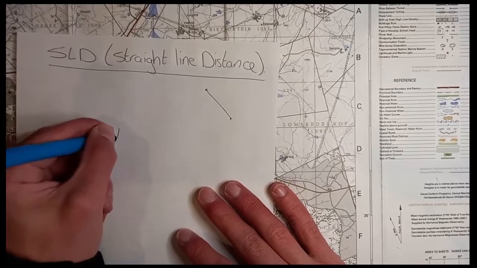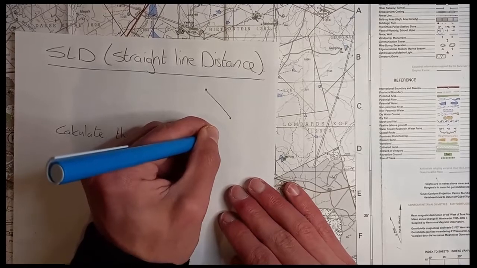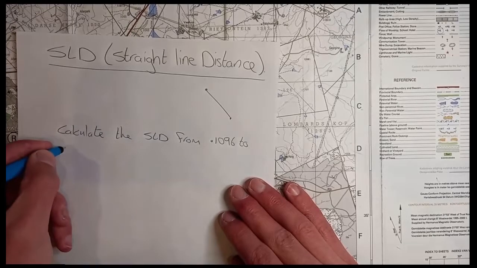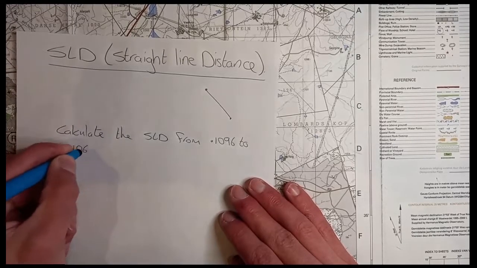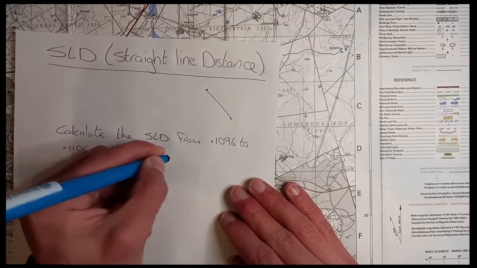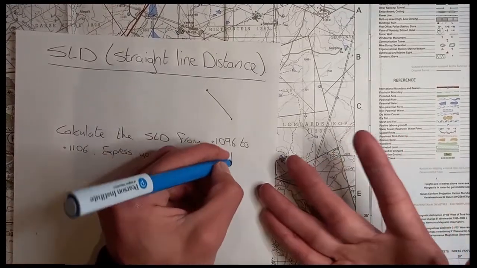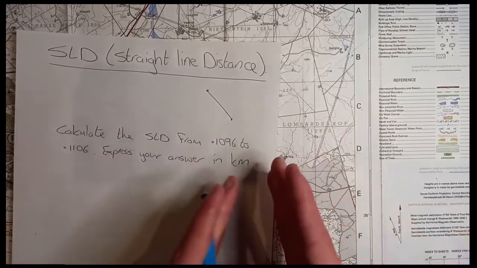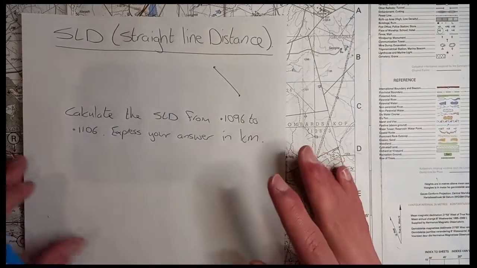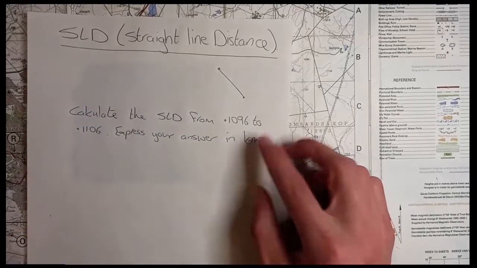So the question is: calculate the SLD from spot height 1096 to spot height 1106. Express your answer in, let's say, kilometers, for example. I'm going to show you kilometers and then I'm going to show you meters for the same distance. In every single question for SLD, you will get told to express your answer in kilometers, right?